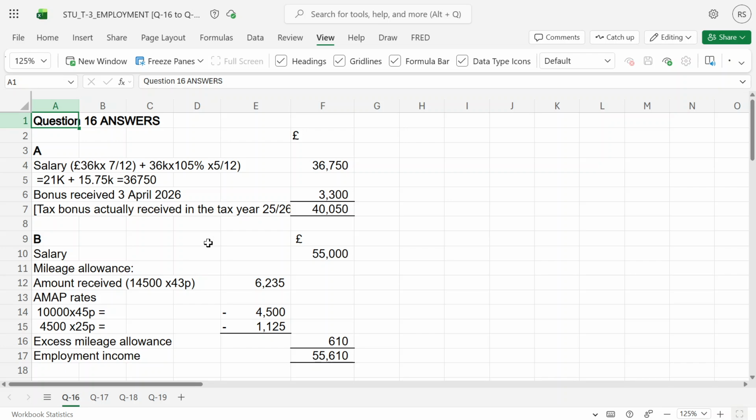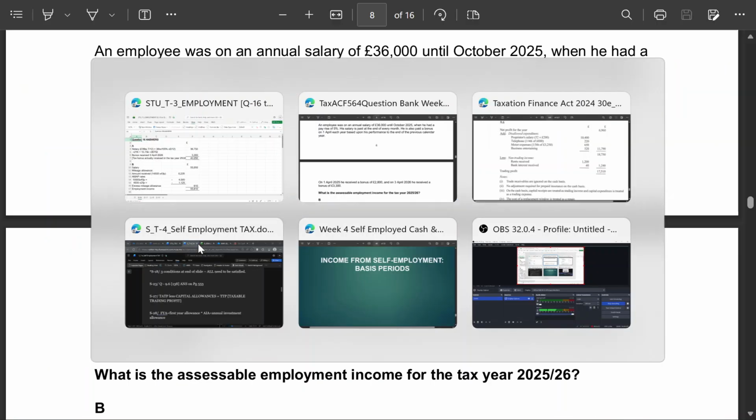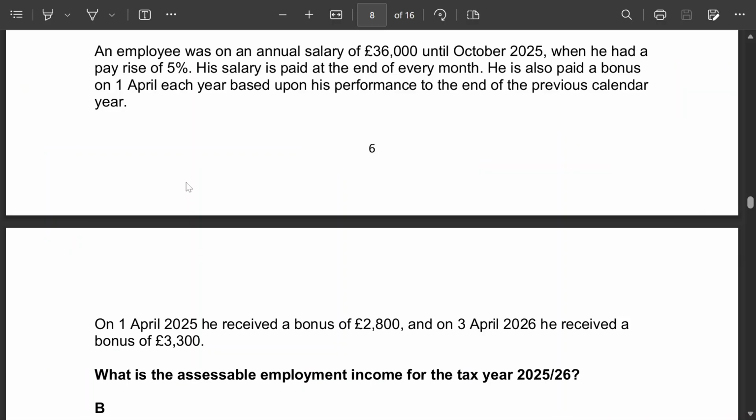Sorry, sir, what are you saying? The answer says it should be divided into 7 to 5, but I think it should be 6 to 6. Oh, you think it should be 6 by 12 and 6 by 12? Yes, because it is paid at the end of every month. So from April 5th.